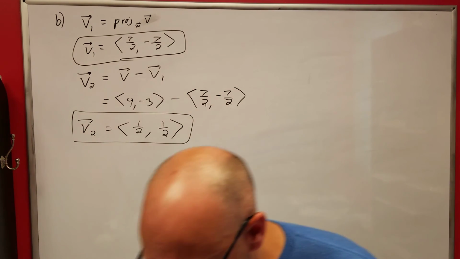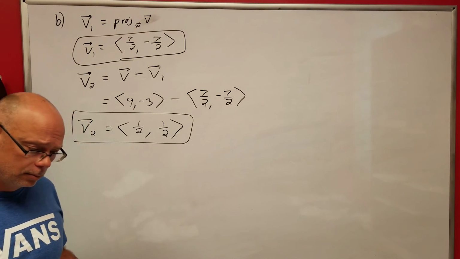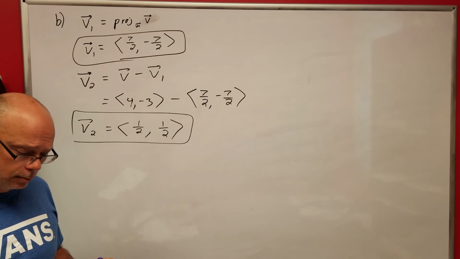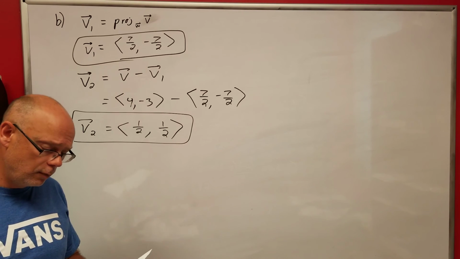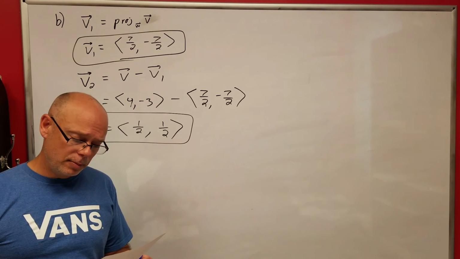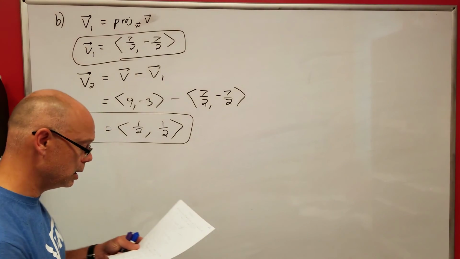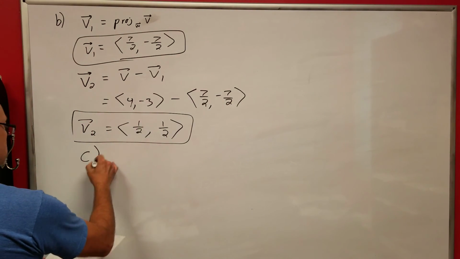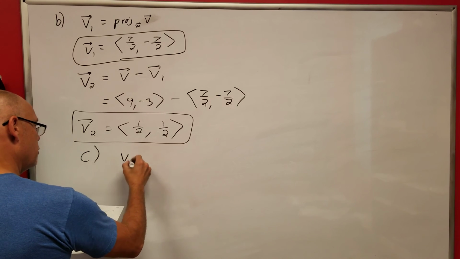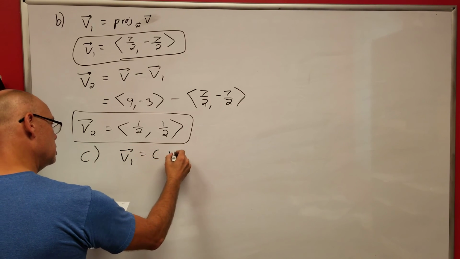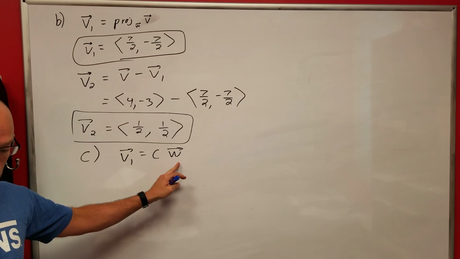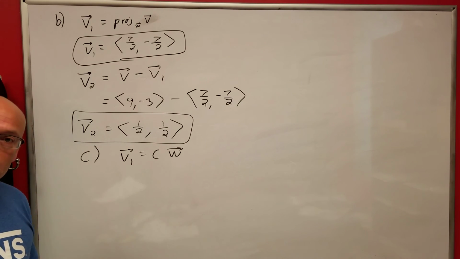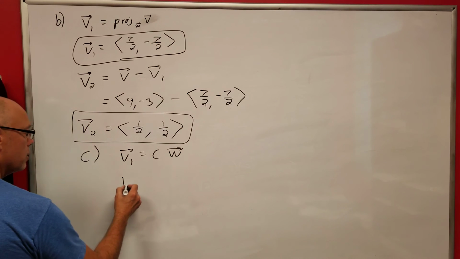All right, let's see what our next part is. Our next part reads what? Part C. Part C says, show that V1 is parallel to W by finding a constant C such that V1 is equal to C. All right, let me write this down. Such that V1 is equal to C times vector W. So show that V1 is parallel to W by finding a value of C such that this is true. All right, so let's start out with V1.